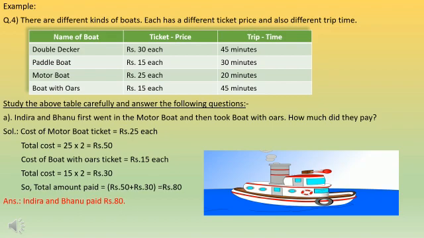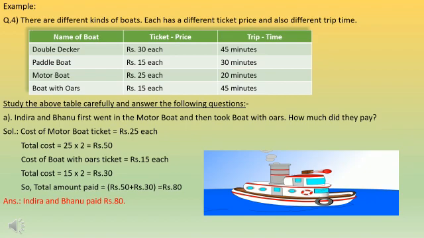Now we will study the above table carefully and answer the following questions. Here Indra and Bhanu first went in the motor boat and then took the oar boat. Then how much did they pay? Solution. Cost of motorboat ticket equals to rupees 25 each. Therefore, total cost equals to rupees 25 multiplied by 2 equals to rupees 50.